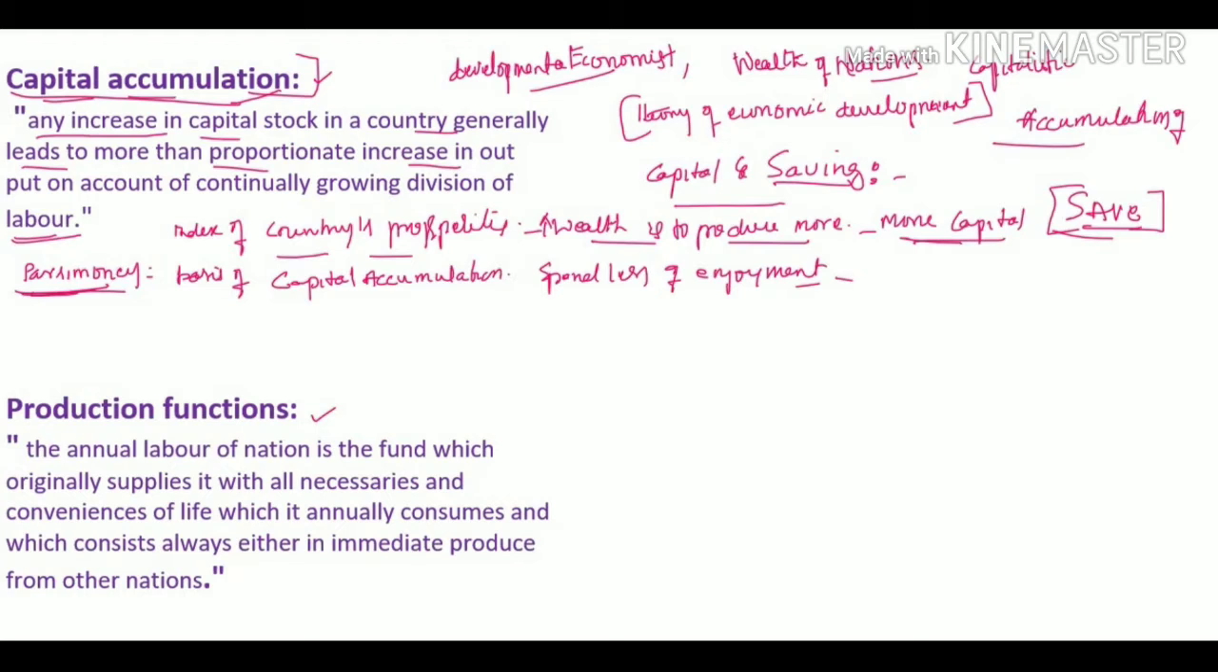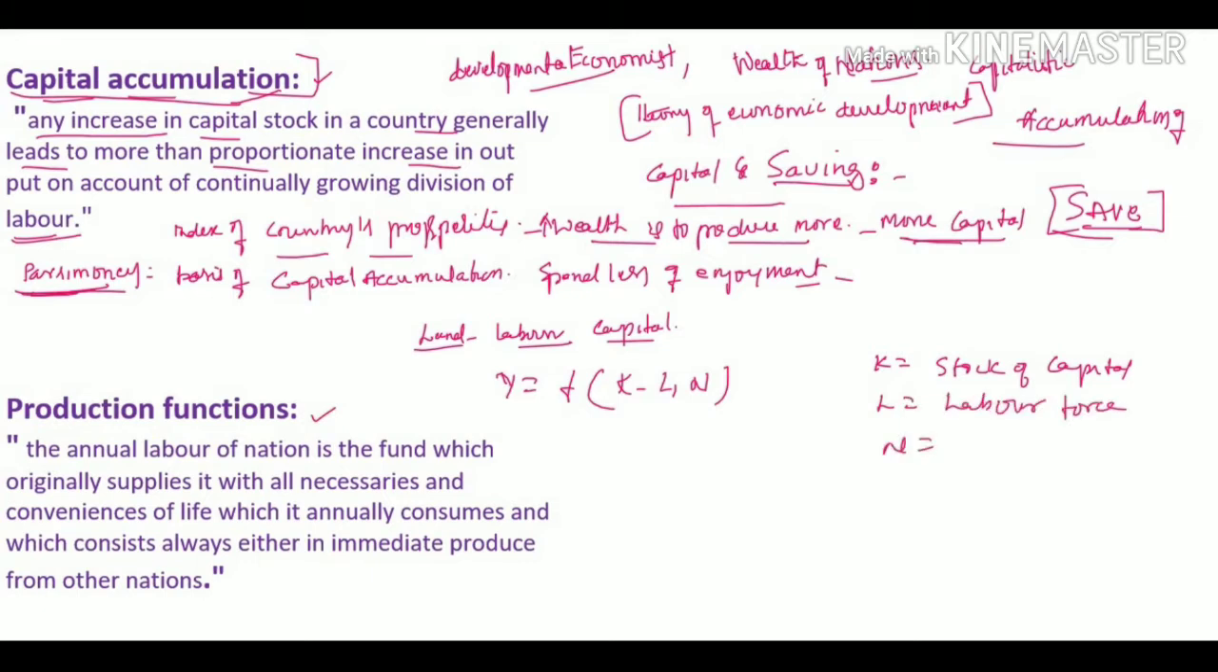Adam Smith recognized three factors of production, that is land, labor and capital. These are the three important factors of production according to Adam Smith. Here we can use the formula of the production function, that is Y = f(K, L, N), where K refers to stock of capital, L refers to labor force, and N refers to land.